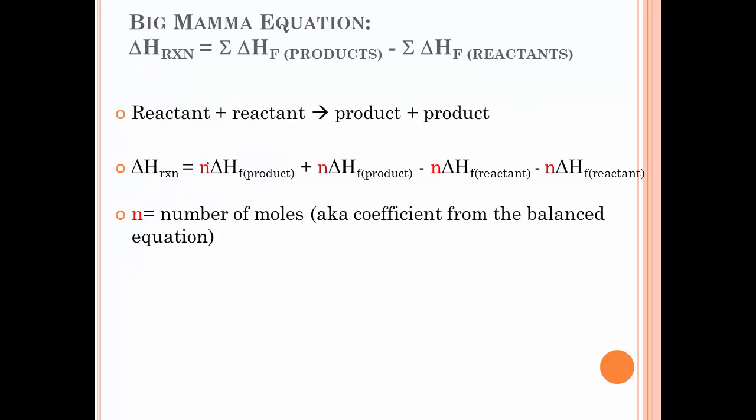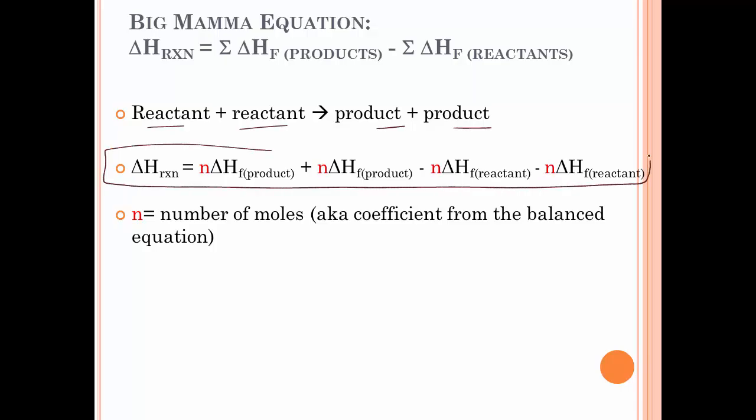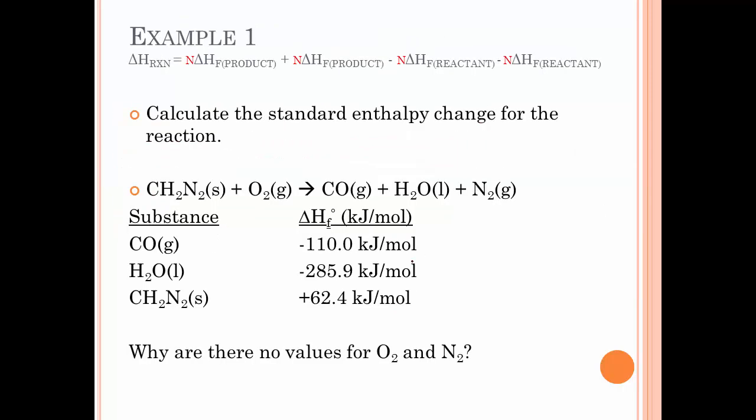So another way to write out this equation, if you have 2 reactants and 2 products, the summation equation would look like this. So you have the delta H of formation of the product and the other product, and you subtract this reactant and this reactant. So it's product plus product minus reactant, and all of them are multiplied by lowercase n, which simply stands for the number of moles of that chemical, or the coefficient from the balanced equation. So we're going to do a couple of examples here.